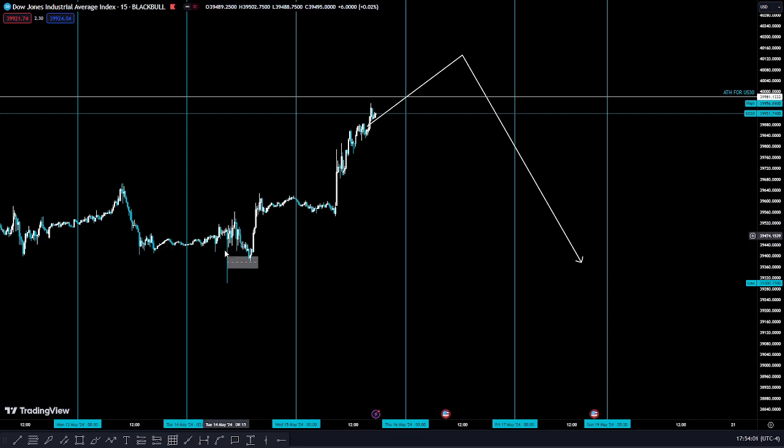Then Tuesday is going to be the manipulation. So you can see it manipulated to the downside, taking the Monday lows and even the last week low.